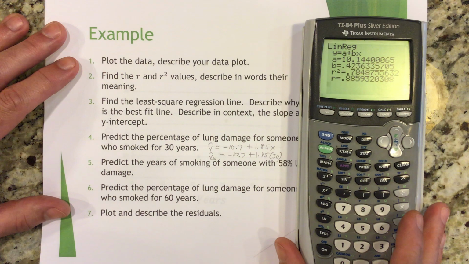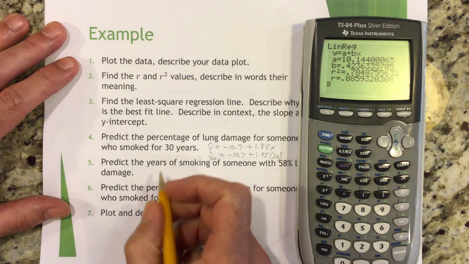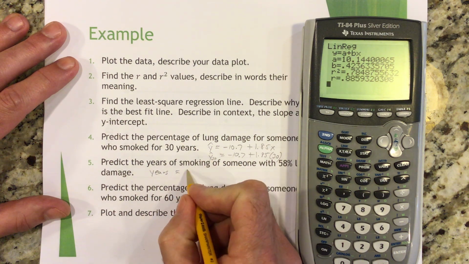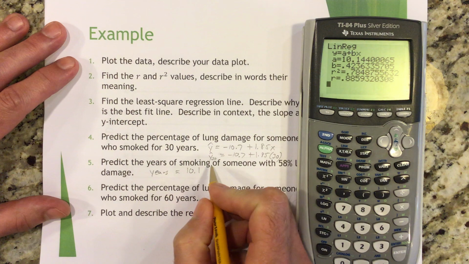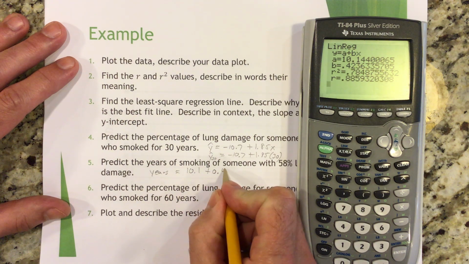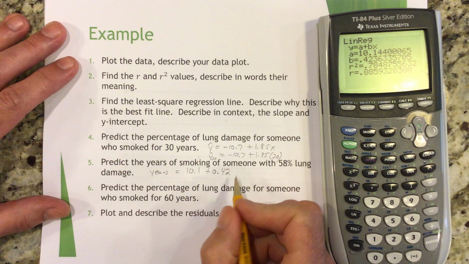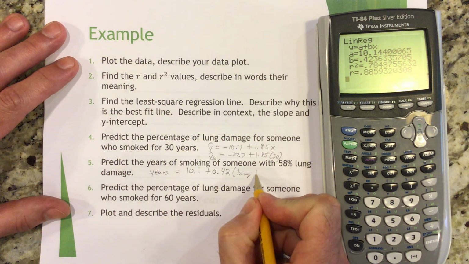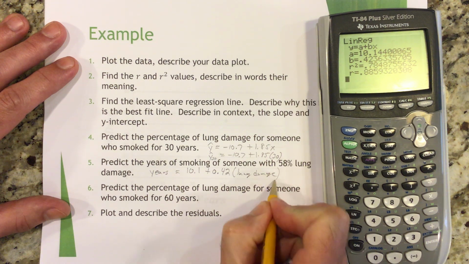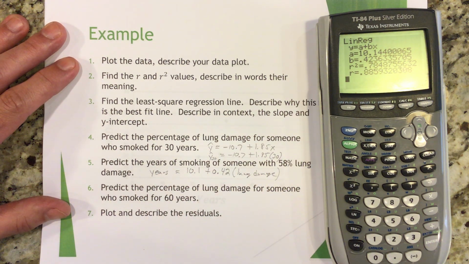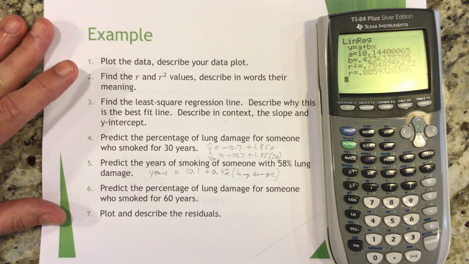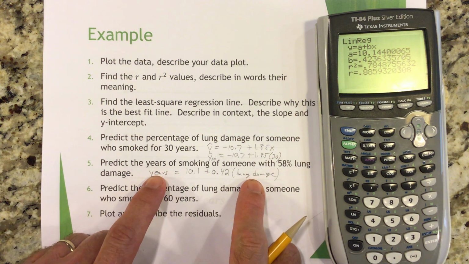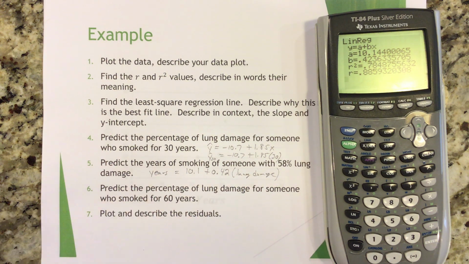Okay, so my y value is now the years of smoking. So I'll say years approximately equal to 10.1 plus 0.42 multiplied by the lung damage. Okay, so there's my new equation that I can use for this problem. And in the future, feel free to not even use y hats and x's. You can always label the variables so you don't get confused.